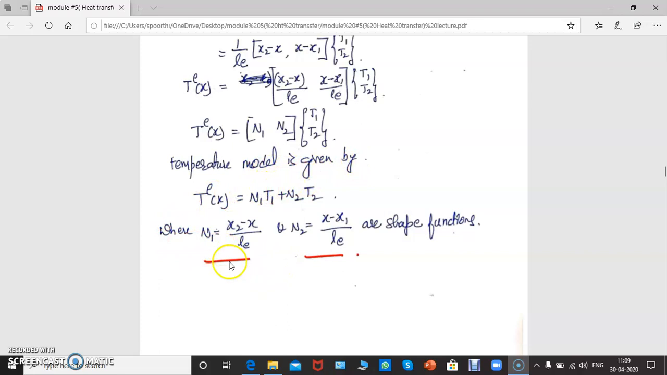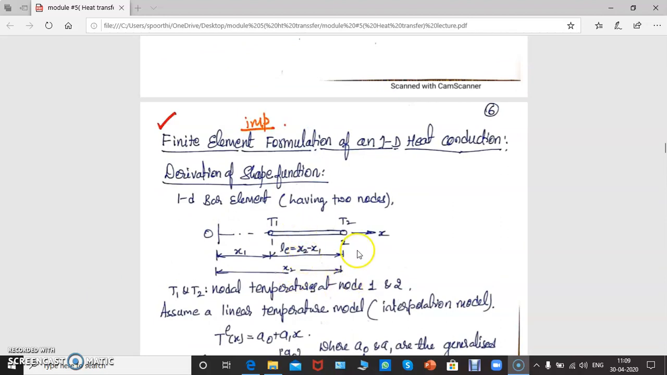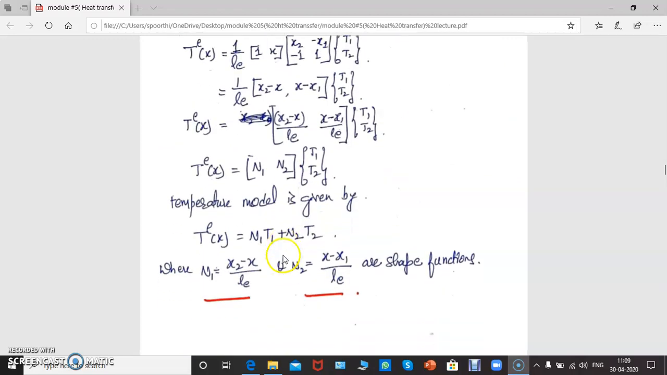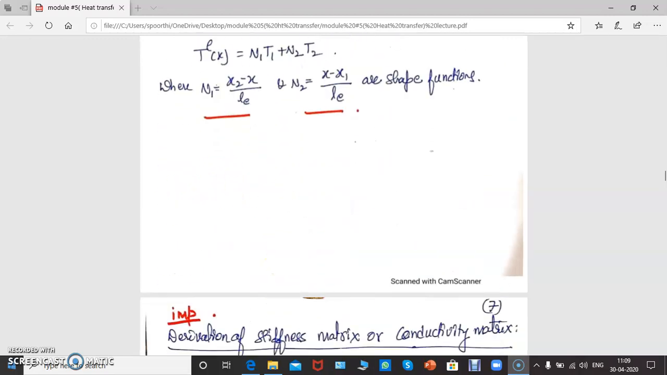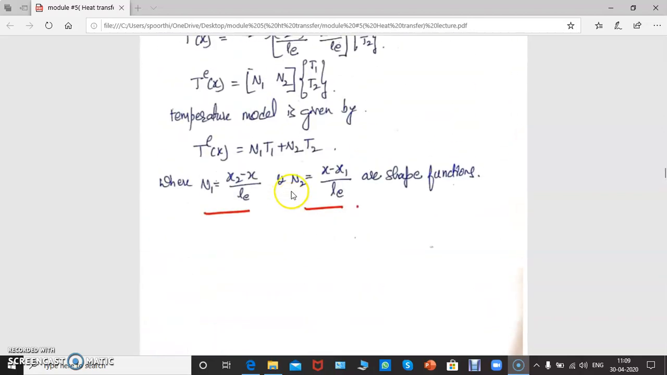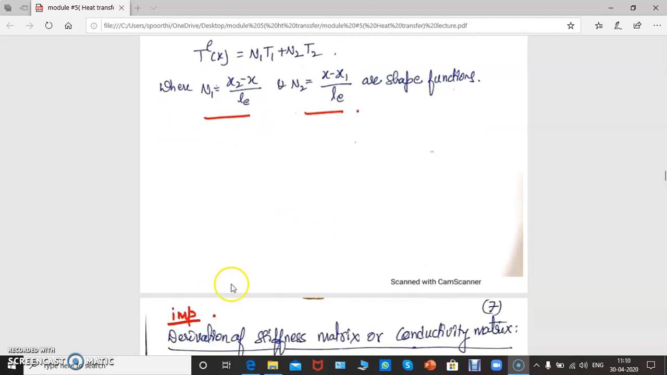This derivation may be asked. So, we must be able to derive the shape functions for the 1D bar element for heat conduction. This is a simple derivation which everyone must be aware of. N1 is equal to x2 minus x by LE and N2 is equal to x minus x1 by LE. So, that is about the derivation of the shape function. I will stop here now, we will continue next time.